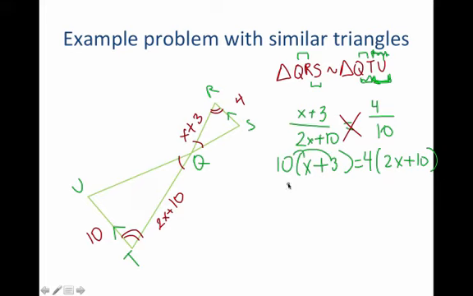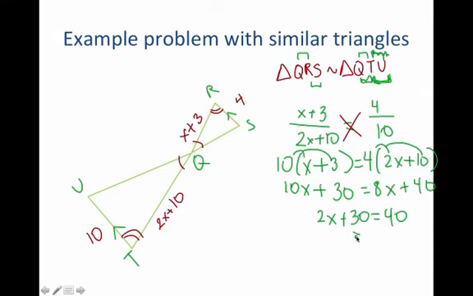Distribute the 10, so I'd get 10x plus 30, and then distribute the 4, so 8x plus 40. Subtract 8x from both sides, I get 2x plus 30 equals 40. Subtract 30 from both sides, I get 2x equals 10. And divide by 2, I get x equals 5.